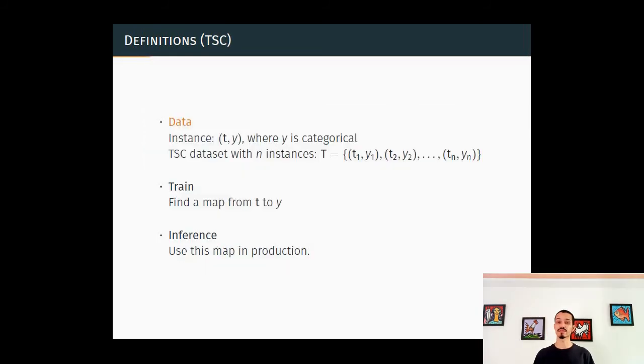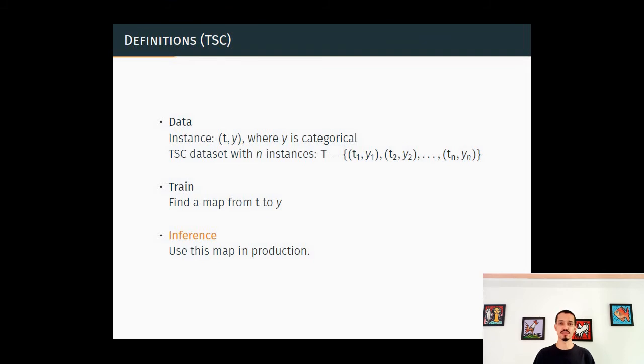The time series classification task requires a dataset in which each of its instances is composed of a time series and of a categorical value, which we call class. This task is approached in two steps. The first step, train, aims to find a map from time series to categorical variables, to classes. Then, after we find this map, we proceed to inference. In inference, we use the map to assign classes to unknown categorical variables.